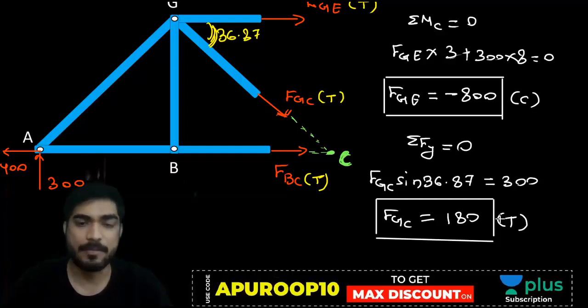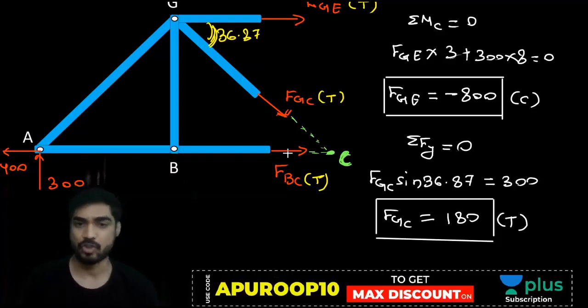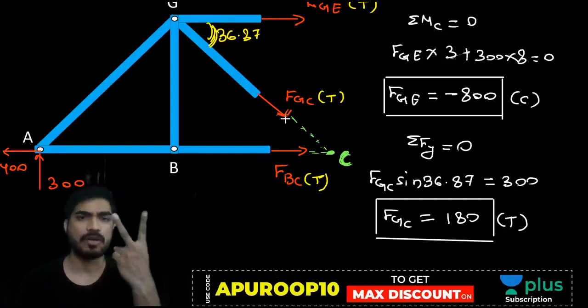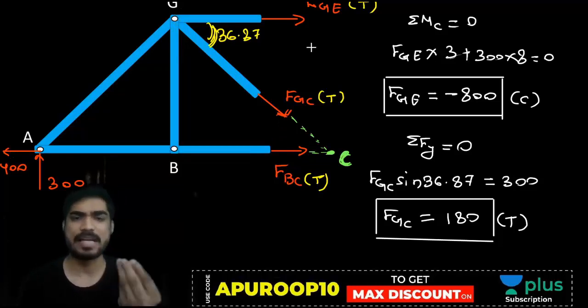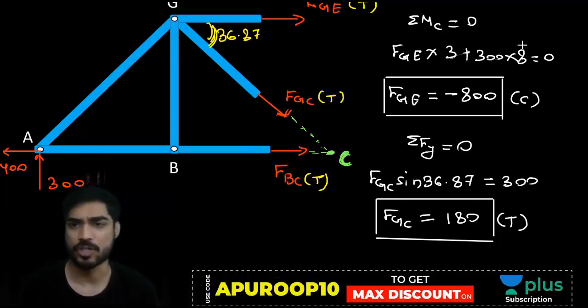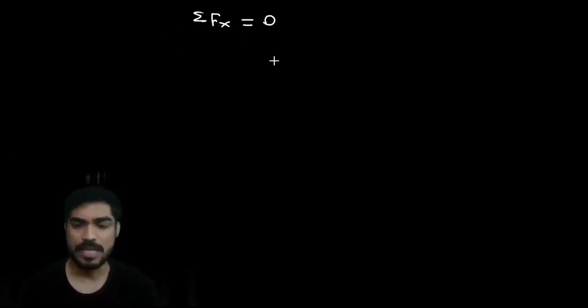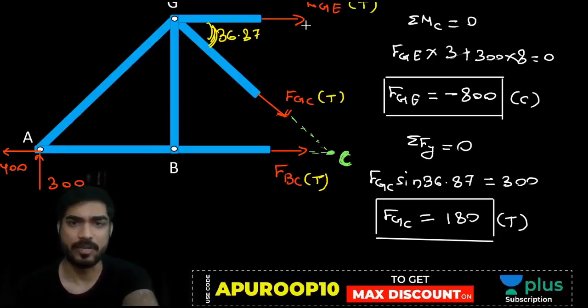Now beta, I need FBC. So what will I apply? I have two options. I can take moment at G and I will get FBC, or I can simply apply summation of Fx equals 0. So let me apply summation of Fx equals 0.